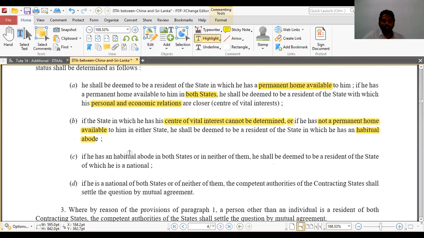Then what do we mean by habitual abode? Can anyone tell me what habitual abode is?